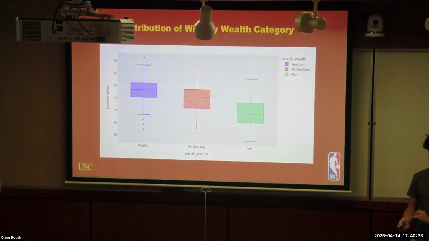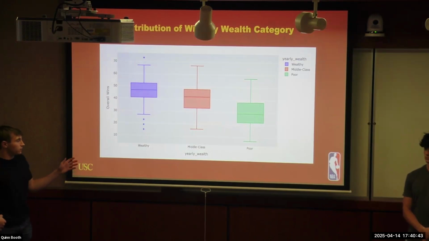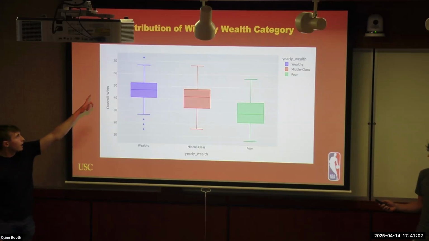Well, that's wealth. When we split teams not by how they allocated their wealth, but instead just how much they had towards player salaries in total, we saw that there was a huge contrast between the poor teams and the wealthy teams. The wealthy teams were the teams in the top 25th percentile of salaries combined throughout the entire roster. Middle class was the middle 50 percentile, and poor was the bottom 25 percentile. And as you can see, the wealthy teams won on average 18 more games per season than the poor teams, which is pretty crazy.